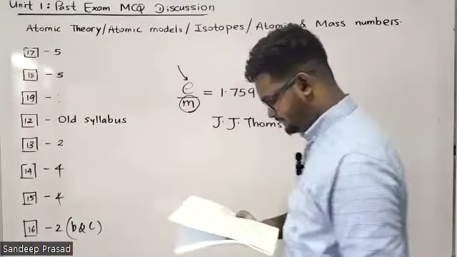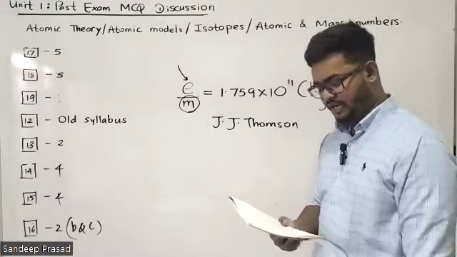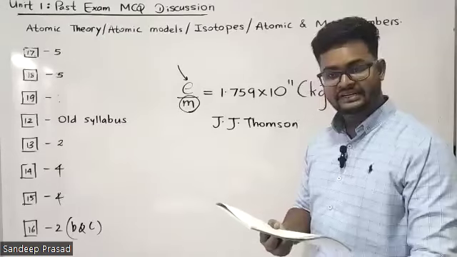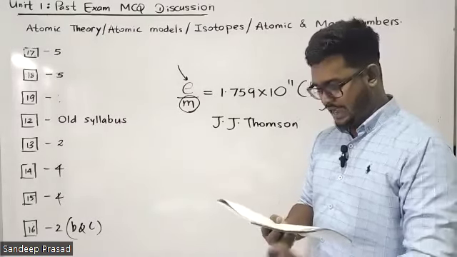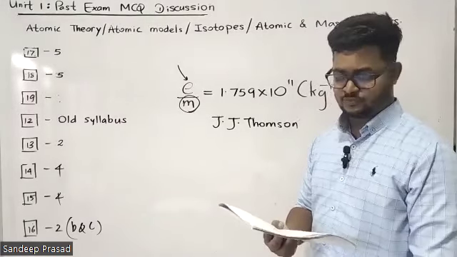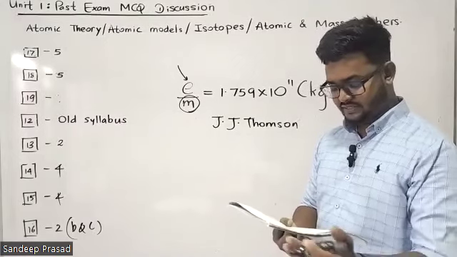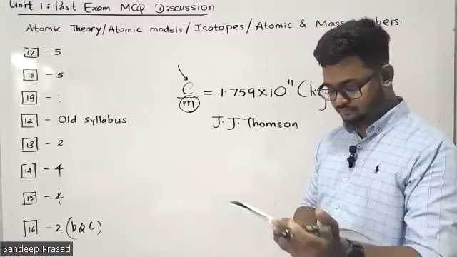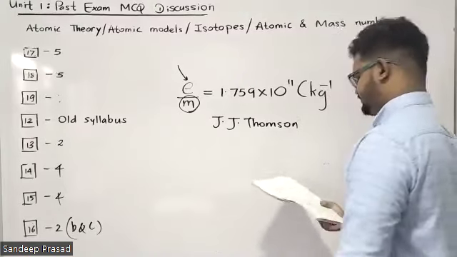Question number 19. Look at this one. This is a calculation, okay? Naturally occurring carbon contains 98.89% of carbon-12 isotopes and 1.11% of carbon-13 isotopes. The relative atomic mass of carbon-13 is 13.033. The relative atomic mass of naturally occurring carbon is? Look at this one, will you?